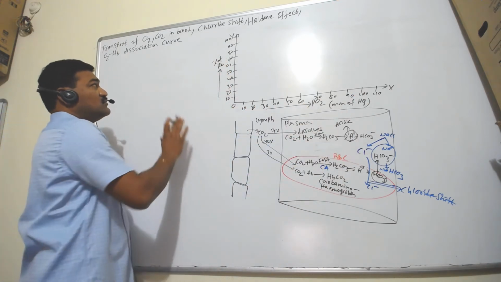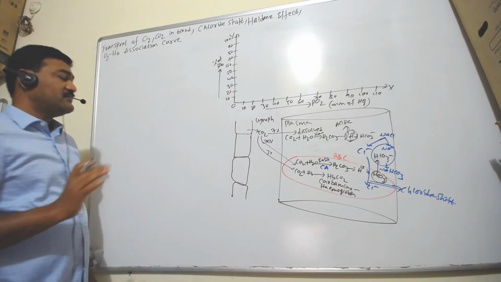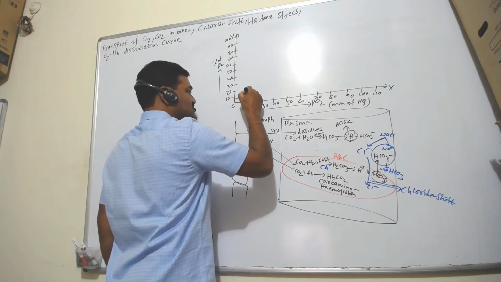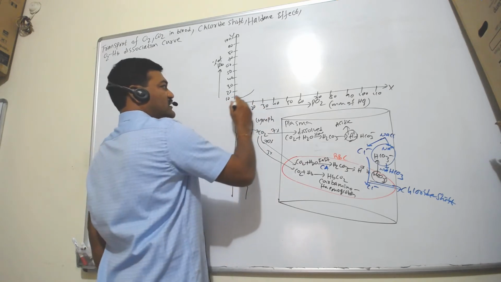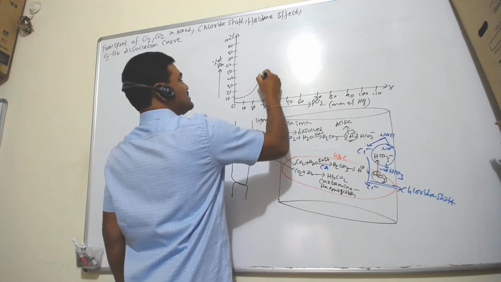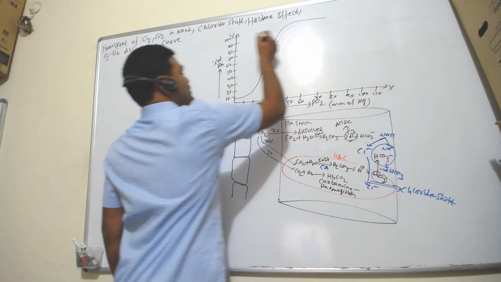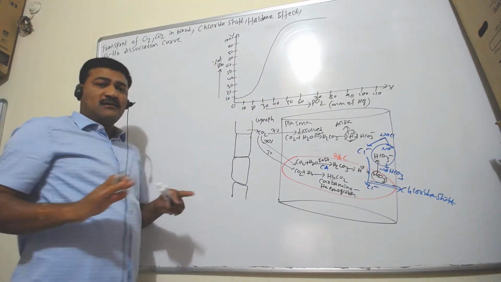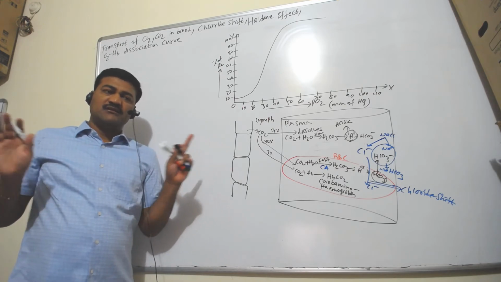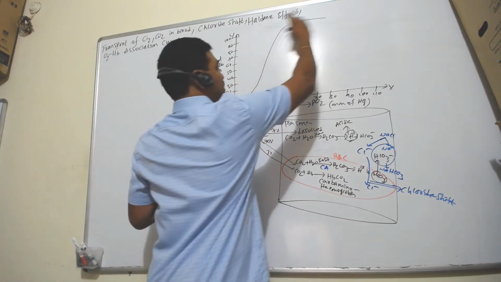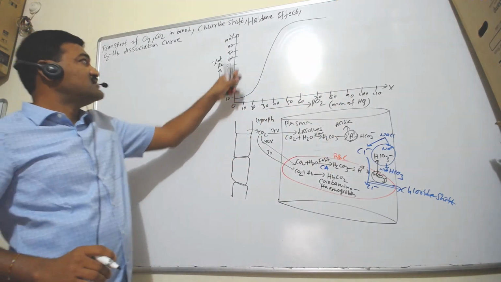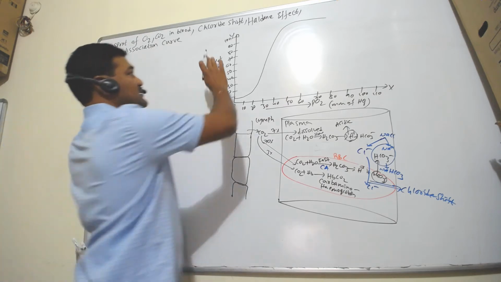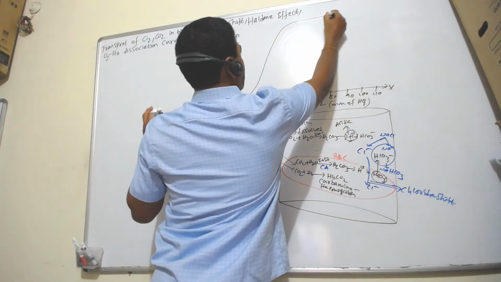See here, this is the graph, and it looks like this. First there is a slow rise in the curve, and then there is a sudden steep rise, and then it becomes stationary at about 100%, because 100% means all the hemoglobin has been saturated with oxygen, and there is no more increase.